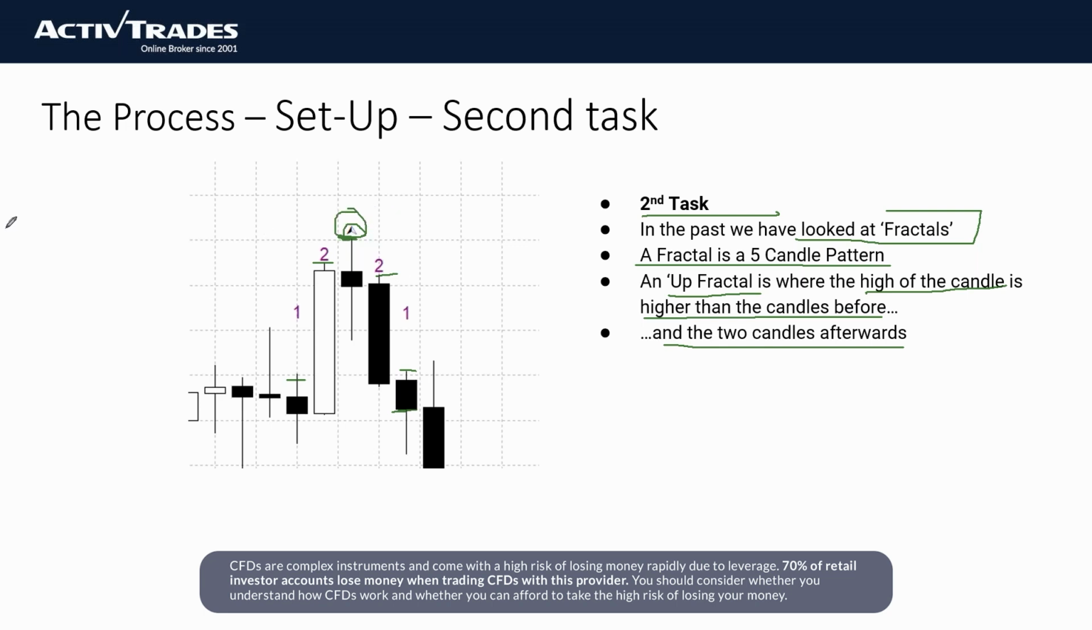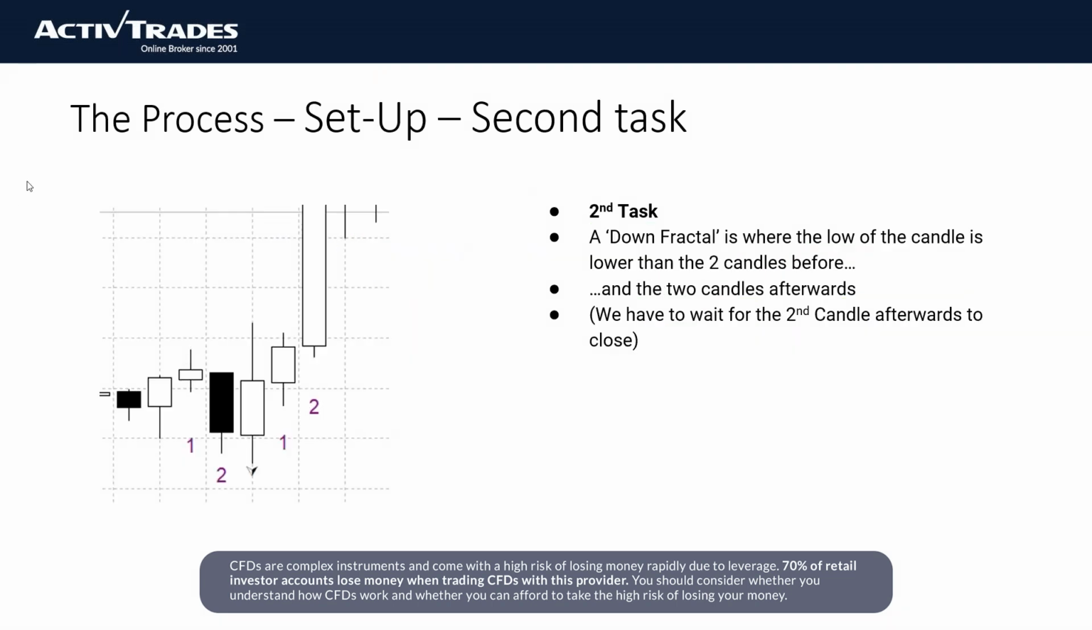So just always remember that. The flip side of that is a down fractal, and that is where the low of the candle is lower than the 2 candles before and the 2 candles afterwards. So in this case, the low of that candle was lower than the low of the 2 candles before and the low of the 2 candles after, but it's not confirmed until this second candle completes.